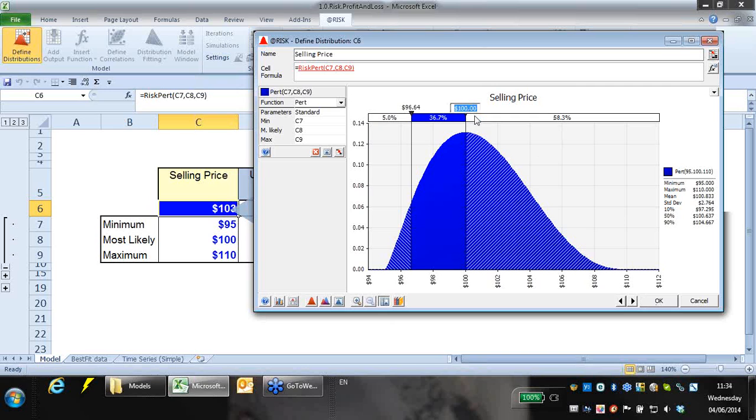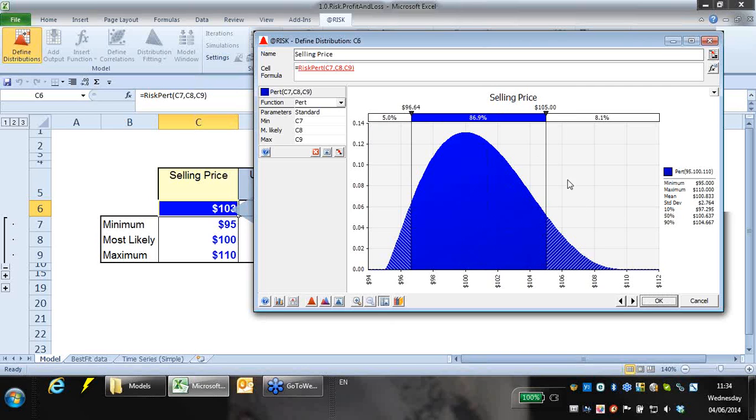What's the probability my selling price is going to be more than 105? Well, there's only an 8% chance of that, and so there's only an 8% chance that the software is going to take samples from between 105 and 110, and the other 95% of the time it's going to take them from between 94 and 105.